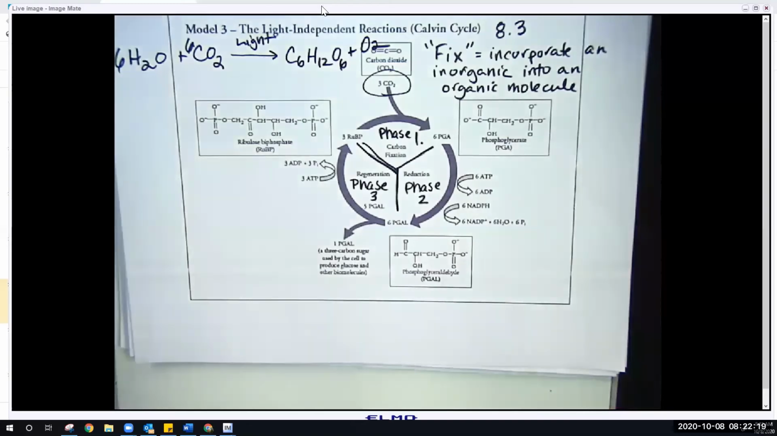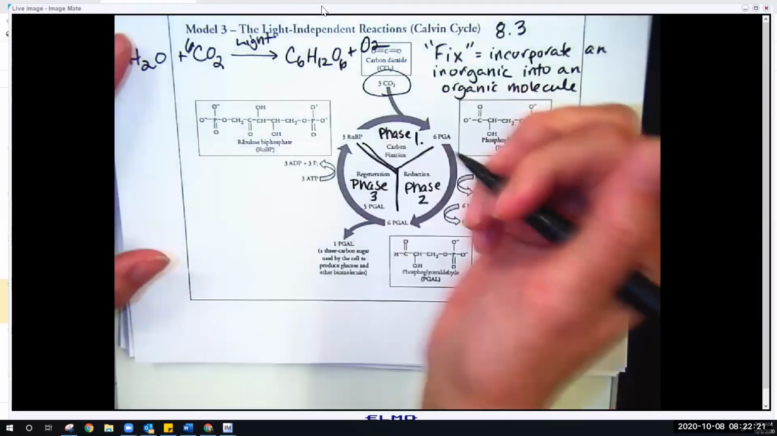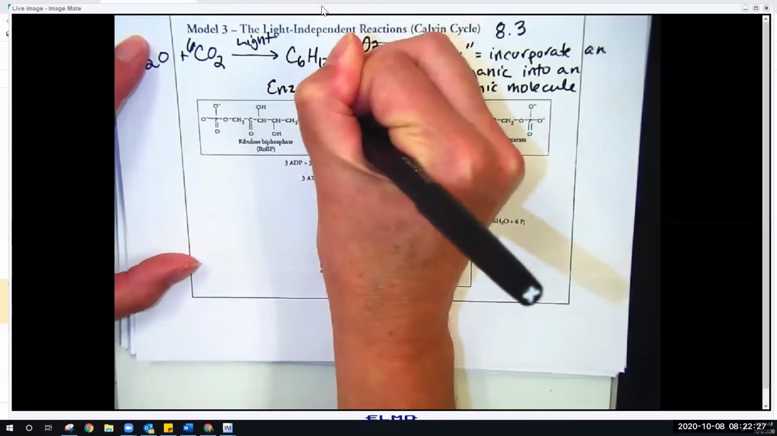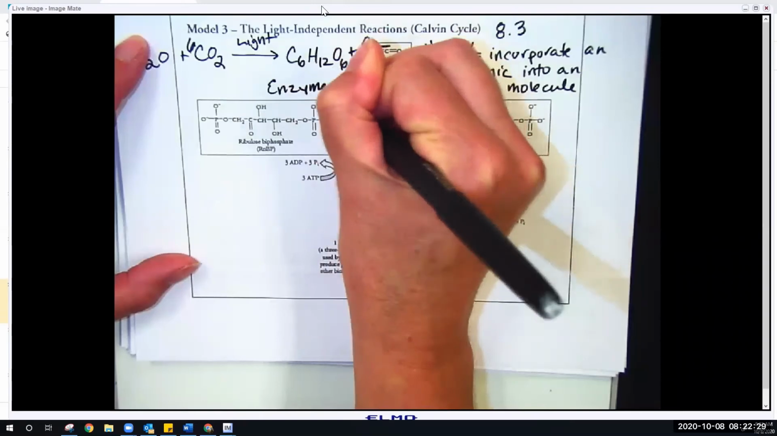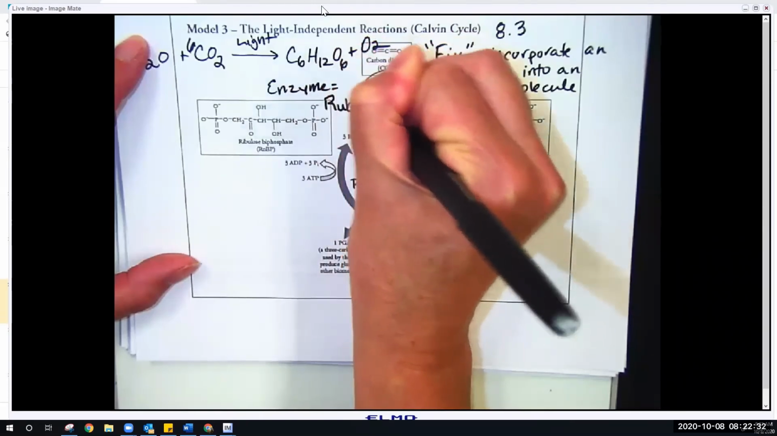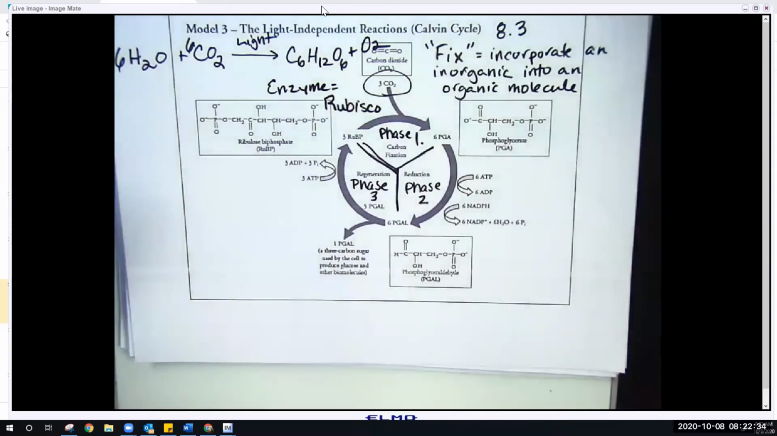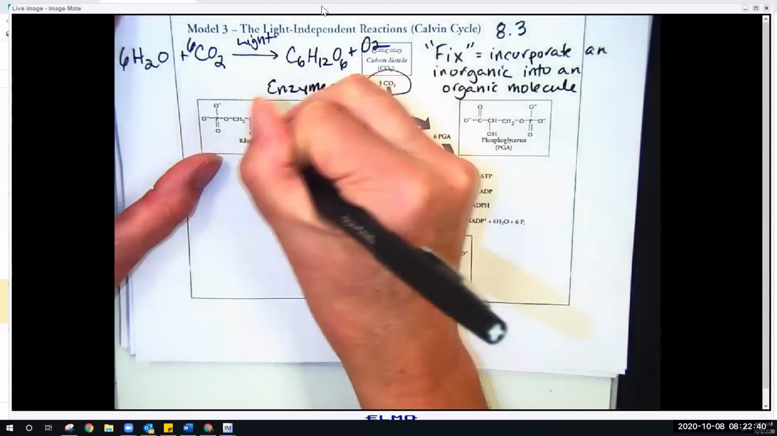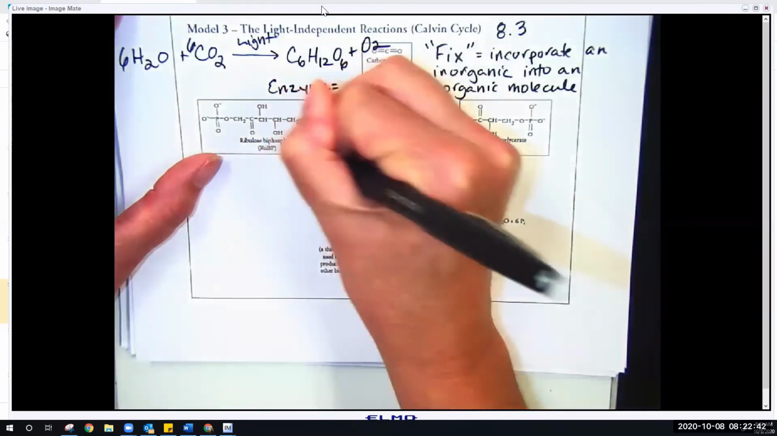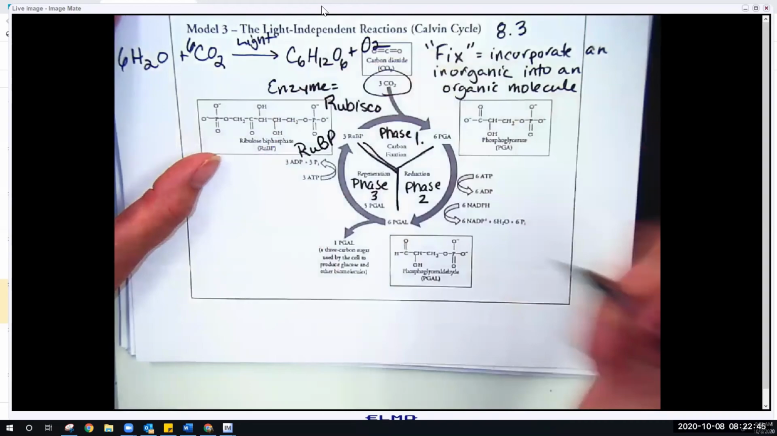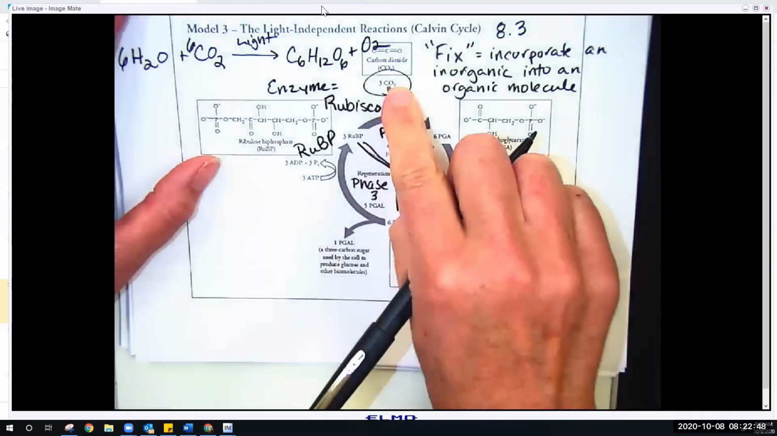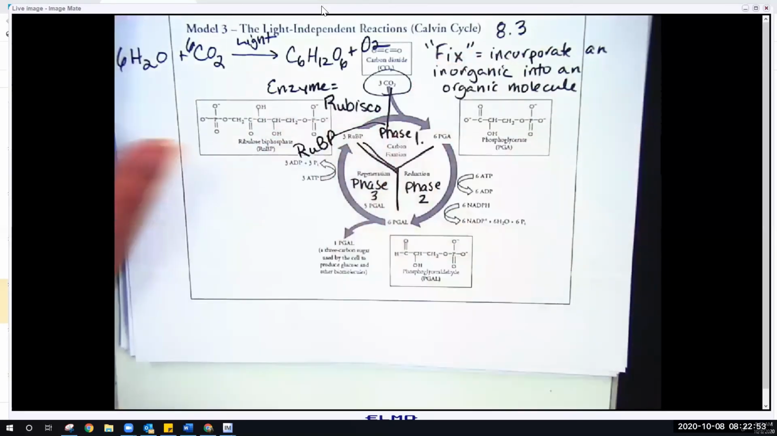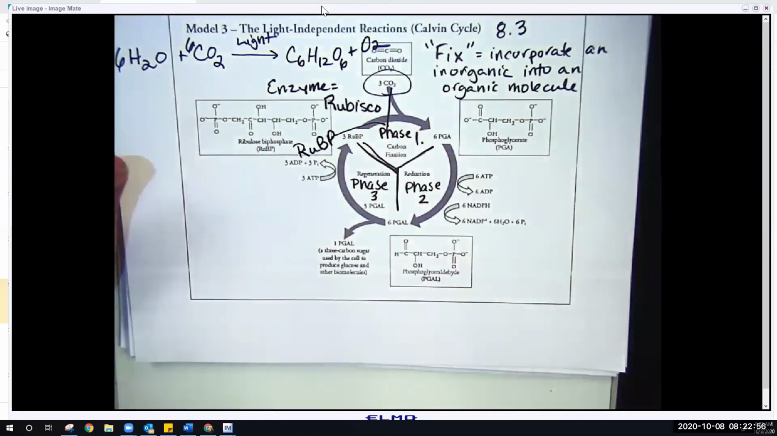Once the carbon dioxide is in the leaf, though, there's going to be an enzyme called Rubisco. Sounds like Nabisco crackers, but it's Rubisco. And it is that enzyme, Rubisco, that attaches carbon dioxide to RuBP. So we attach carbon dioxide to RuBP, and that is carbon fixation. And the enzyme that catalyzes that reaction is Rubisco.